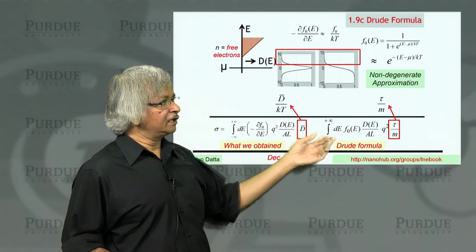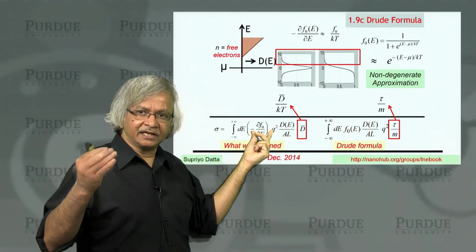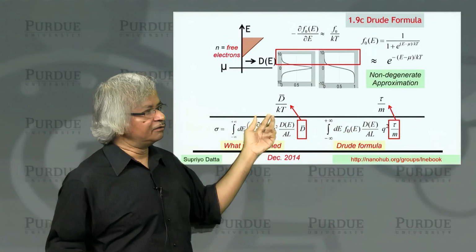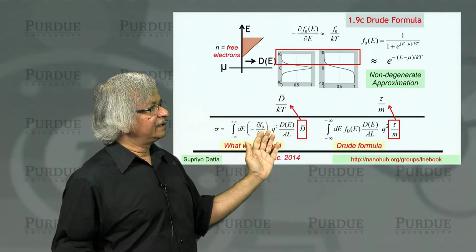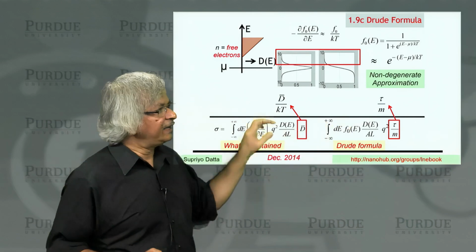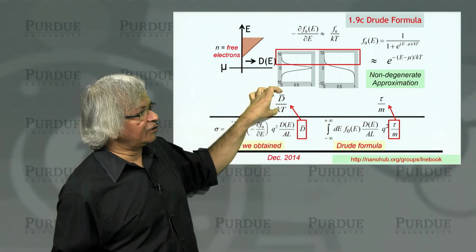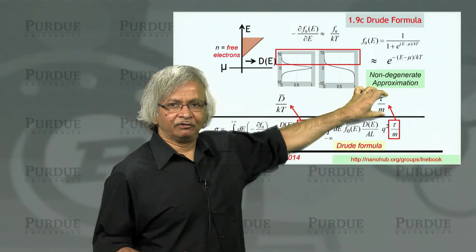And also, instead of f, we have df/dE, but then the df/dE is like f divided by kT, which is why I've divided it by kT. So you could say that this expression and that expression are essentially the same, except for a factor of D over kT over here and a factor of tau over m over there.